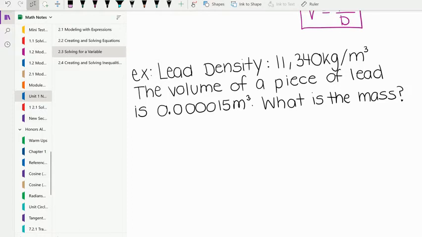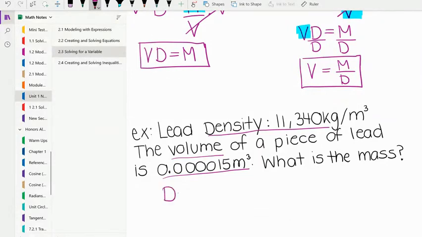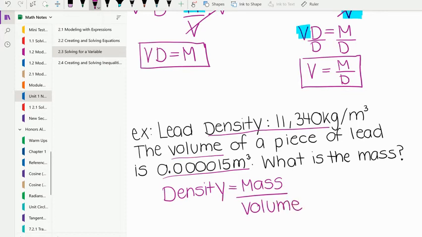So we know that lead density is 11,340 kilograms per meter cubed. And we know the volume of a piece of lead is given. So what is the mass? So let's see. We know the density, we know the volume, but we don't know the mass. So remember, we have a formula with density, volume, and mass, and that is density equals mass over volume.